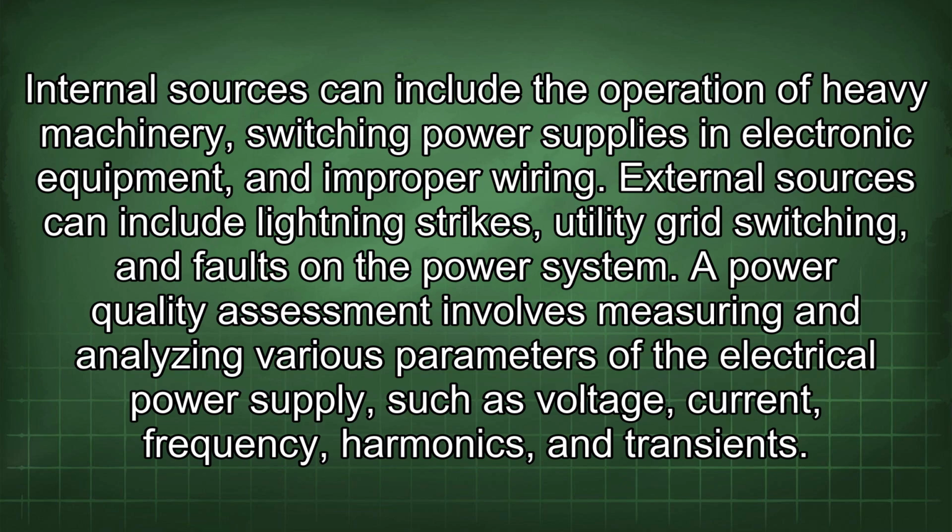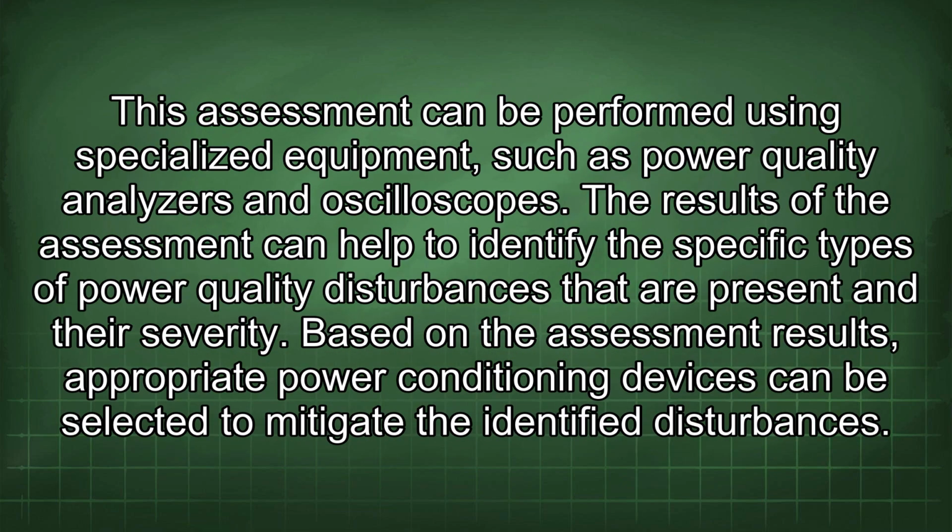A power quality assessment involves measuring and analyzing various parameters of the electrical power supply, such as voltage, current, frequency, harmonics, and transients. This assessment can be performed using specialized equipment, such as power quality analyzers and oscilloscopes. The results of the assessment can help to identify the specific types of power quality disturbances that are present and their severity. Based on the assessment results, appropriate power conditioning devices can be selected to mitigate the identified disturbances.